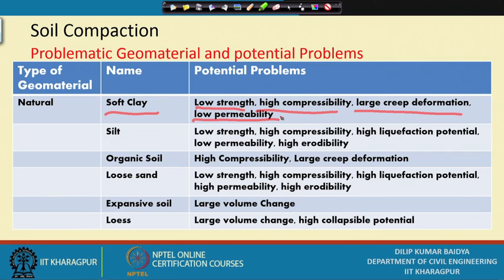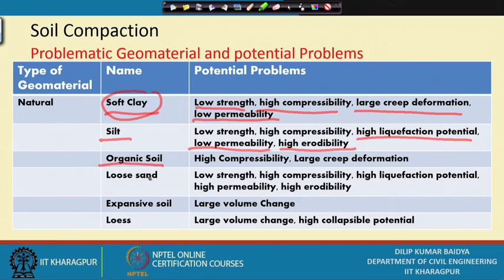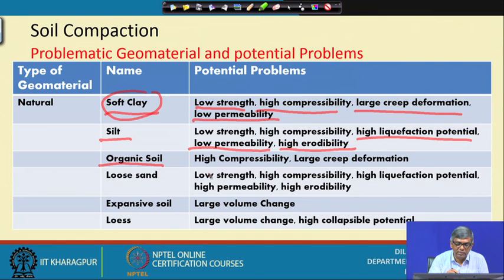Because of that, if we find soft clay at a particular site, then we may think of modifying the soil. Similarly, silt is another soil which also has low strength, high compressibility, high liquefaction potential, low permeability and high erodibility. That means during flow or if there is rain, the soil can erode very quickly. Then another soil which is also available naturally is organic soil. It is also a very dangerous soil. It has high compressibility and large creep deformation.